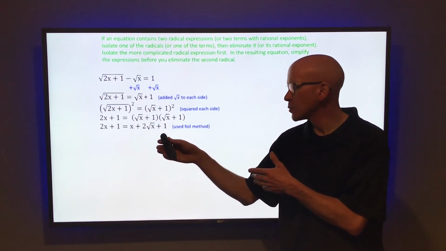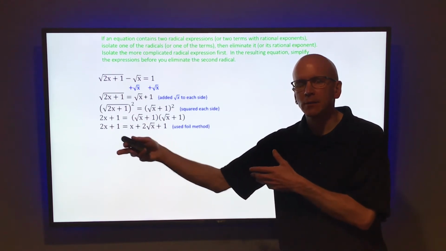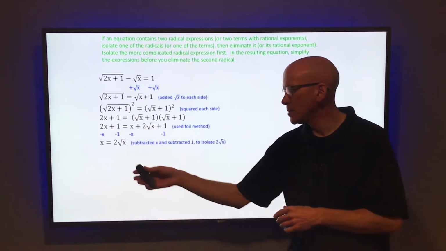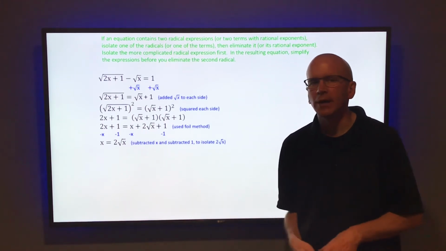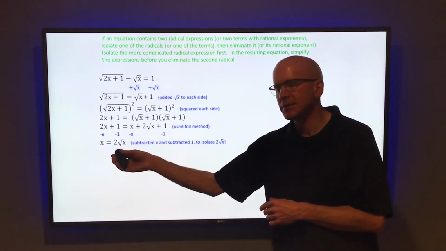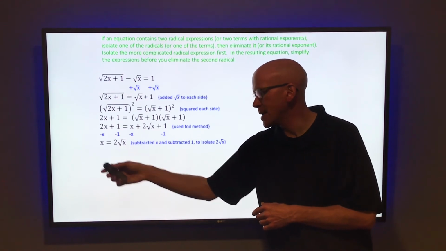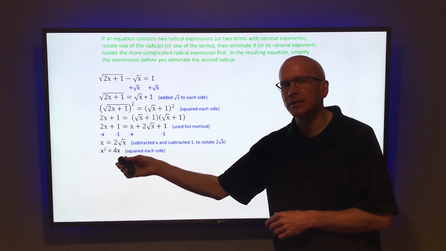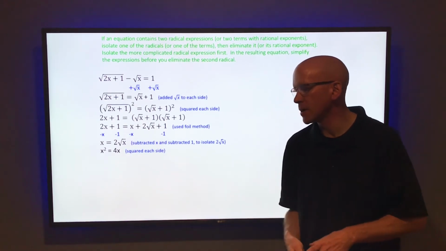So we have that radical sign eliminated on the left side, but now we have to eliminate this radical sign. So we're going to move everything from the right to the left side. I'm going to subtract x and subtract 1 from each side. When you do that, you get x equals 2 times the square root of x. Now to eliminate that radical sign, square both sides. If you square the x, that's x squared. And if you square the 2, that's 4. If you square the square root of x, that will just be x. So you have x squared equals 4x.